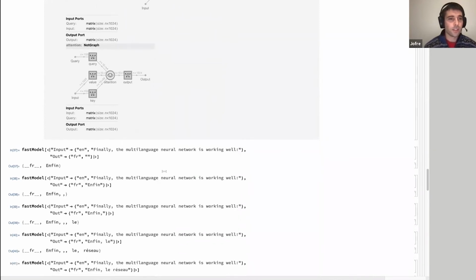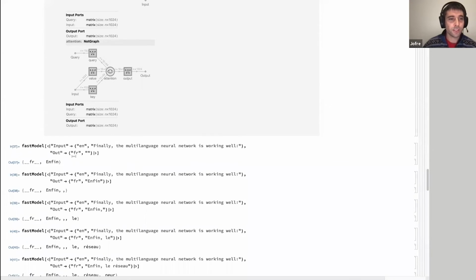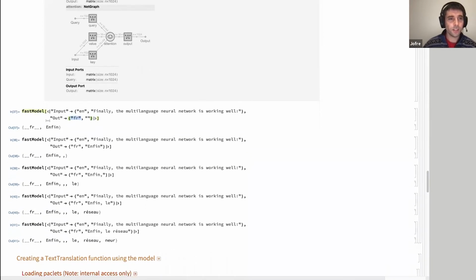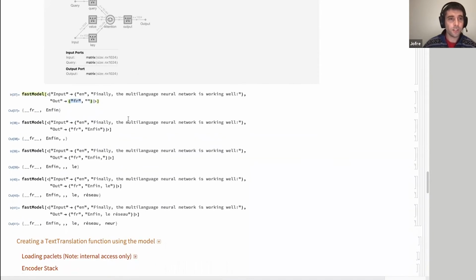So in this case, I'm using this association for translating this sentence from English into French, using the French language token as the start of the sequence for the decoder. And as we see, at each step the neural network will generate a new token.